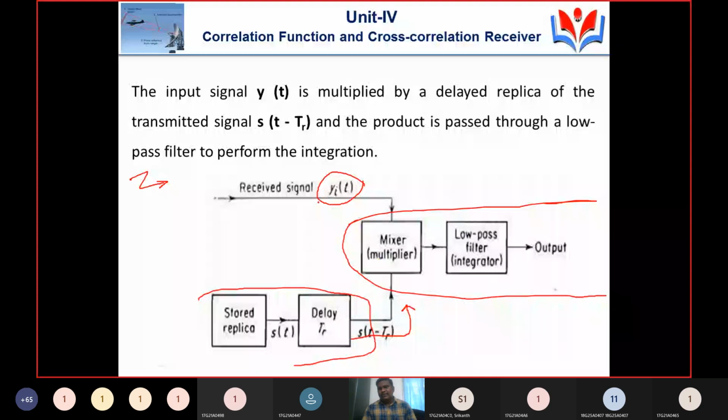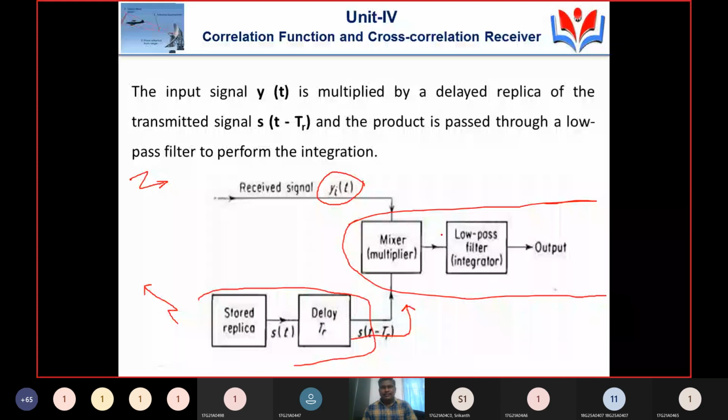This is the output of a matched filter, or we can say that the matched filter is implemented here with a cross correlation receiver. Why is it named cross correlation? It is taking the similarity measurement of the received signal with the delayed version of the stored or transmitted signal. This is the transmitted signal that we have transmitted to the free space. This is the signal that we received from the target. So this is the process of implementing the cross correlation function with a cross correlation receiver as a replacement for the matched filter.